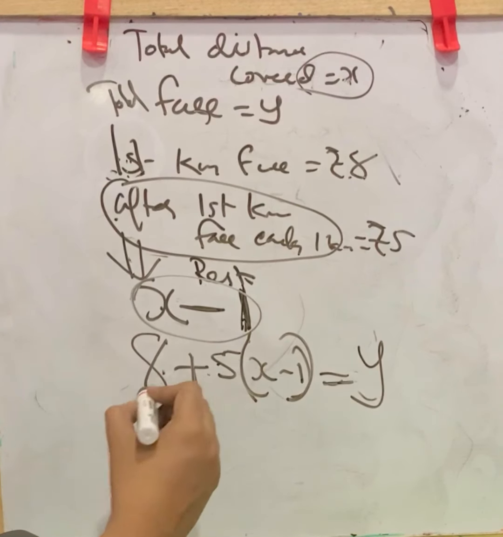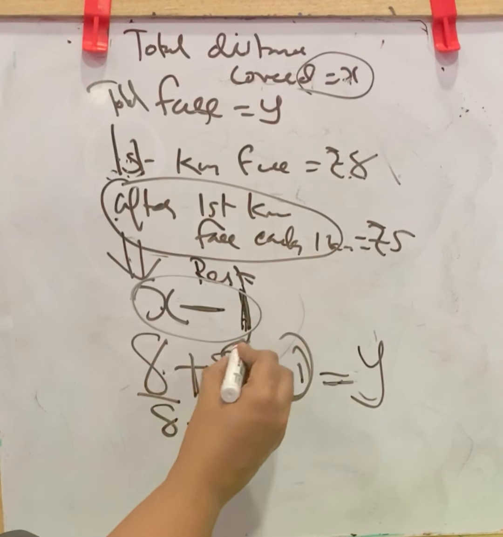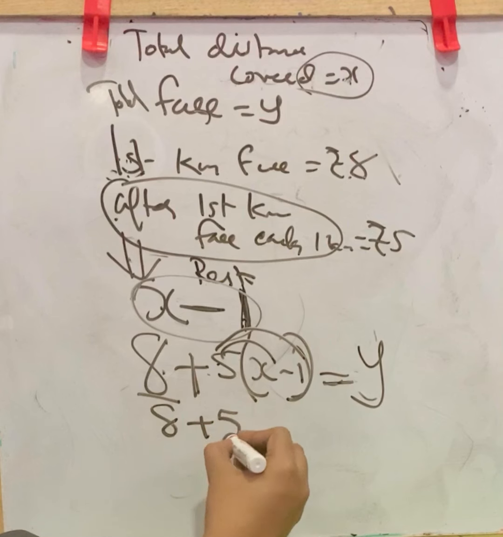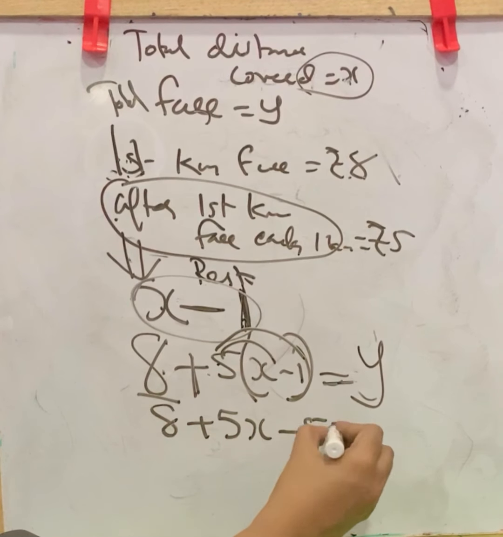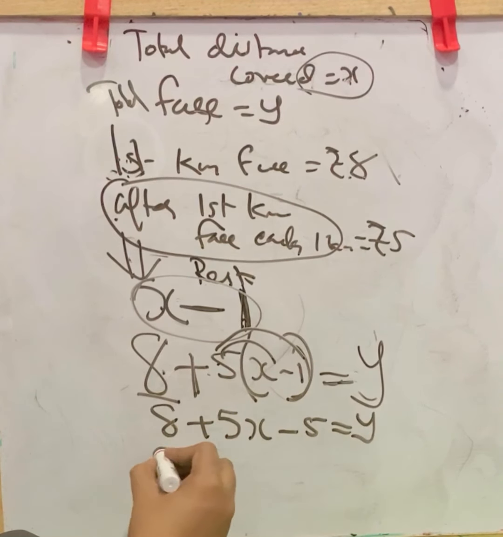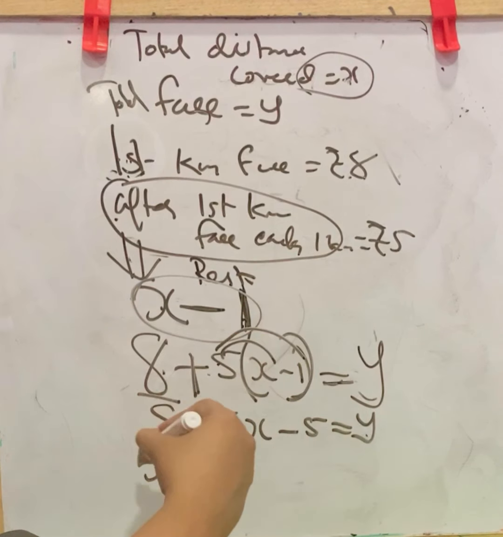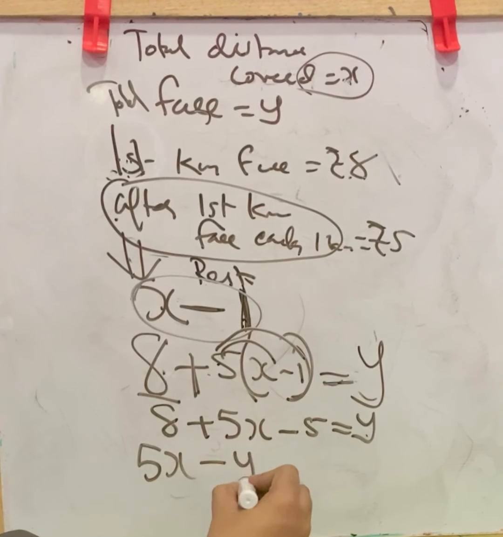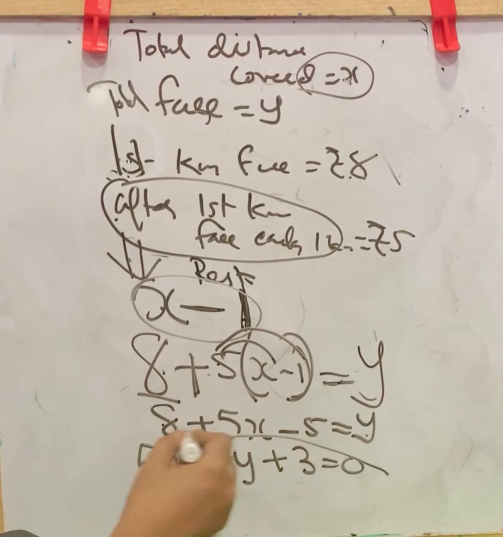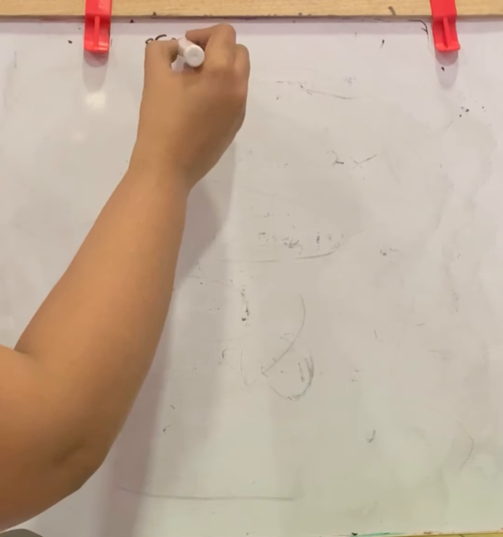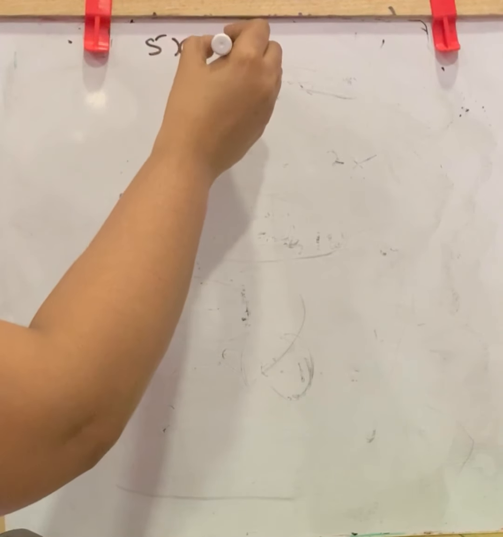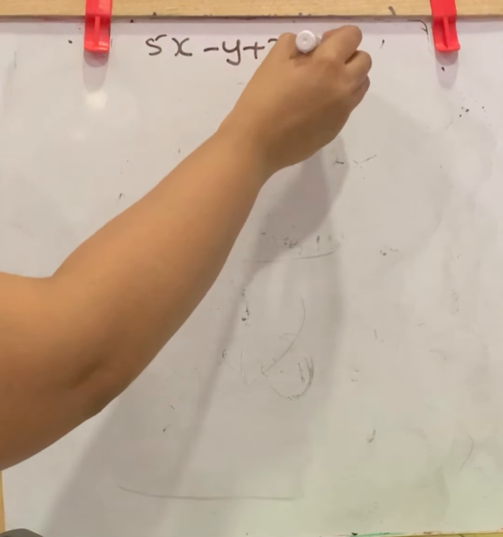Now we will rearrange it. 8 plus, we will distribute this 5. This becomes 5x minus 5 equal to y. That is 5x, taking y to the LHS, minus y. 8 minus 5 is plus 3 equal to 0. This is the linear equation: 5x minus y plus 3 equal to 0.